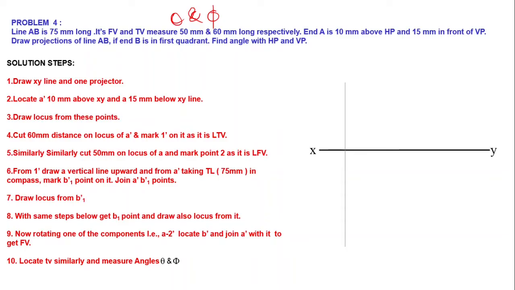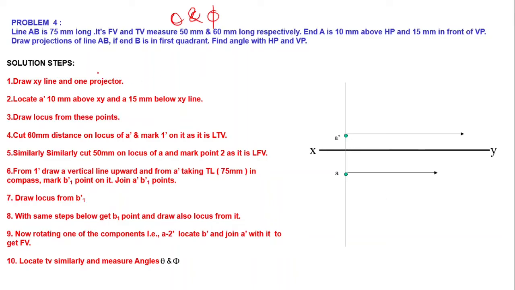Here we can locate the end A. End A is 10 mm above HP and 15 mm in front of VP, which means the point is lying in the first quadrant. 10 mm above HP means 10 mm above the XY line, and 15 mm in front of VP means we represent that 15 mm below the XY line, like this. Then we can plot A dash, the front view of end point A, and the top view A. Then we can draw the locus of A dash and A.